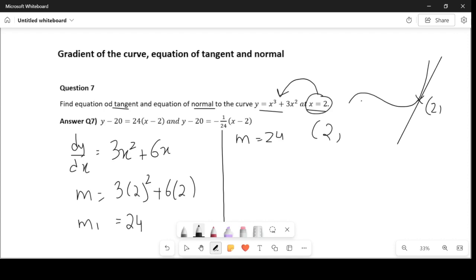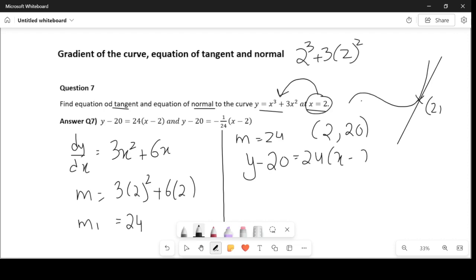If x is 2, y will be found by substituting 2 in the original equation, 2 cubed plus 3 times 2 squared. That would be 8 plus 3 times 4, which is 20. So now in point slope form, the equation is going to be y minus y1 equals m times (x minus x1). This is the equation of the tangent.